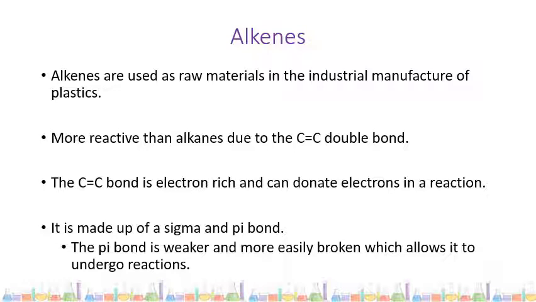Alkenes are far more reactive than alkanes due to the carbon-to-carbon double bond. This bond is electron rich and therefore can donate electrons in a reaction. It is made up of a sigma and a pi bond. Remember that all single bonds are sigma, and then you add on pi bonds by adding in a double or a triple bond. The pi bond is weaker and more easily broken, which allows a double bond to undergo reactions.